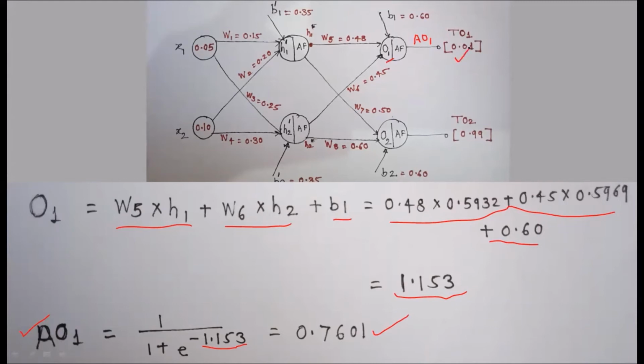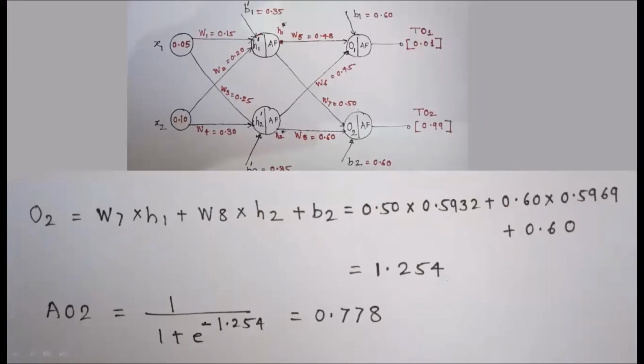Remember the difference between TO1 and AO1. This is what we want, this is our target. But what output are we getting? 0.7601. So the output is more. With these random values of weight, the output at AO1, or first output, is more than the target. What we want is 0.01. So to get 0.01, you have to change the values of the weights. So AO1 we got is 0.7601.